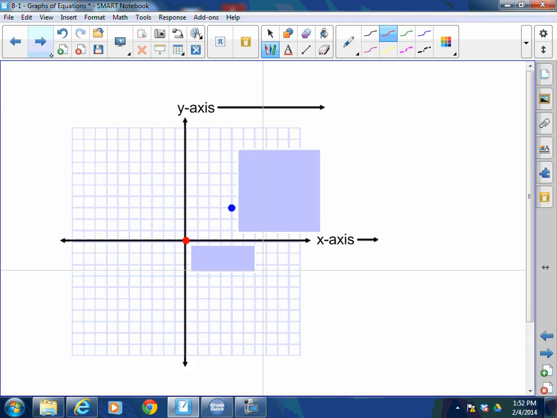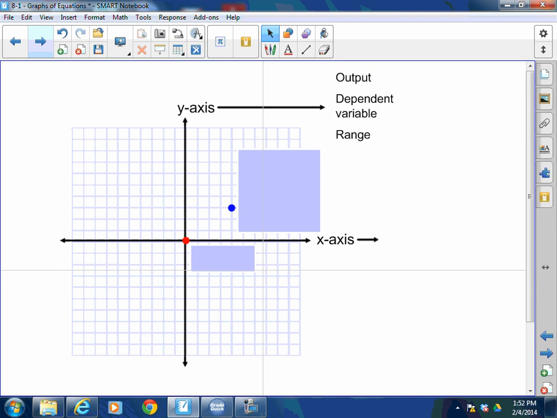Now, again, Mickey Mouse time. I just got to go through it. Please remember, the y-axis is your output. This is where you're going to find your output. The dependent variable is y, and the range is y. Your x, that's your input, your independent variable, or your domain.